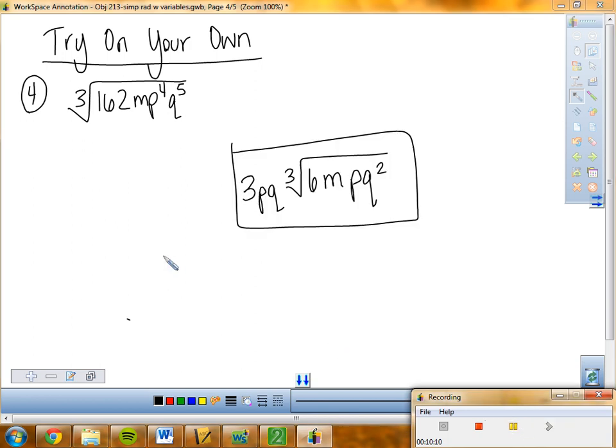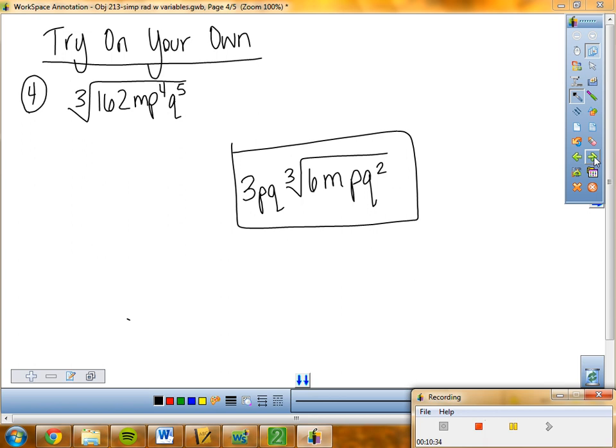Alright, so this should be the answer you got for number 4. If you didn't get it, make sure you were checking your index and pulling out groups of 3. Make sure that you didn't take anything that couldn't come out because it didn't have enough. And double check that you factored correctly. If you're still not able to find your mistake and get the correct answer, please come to class ready with questions.